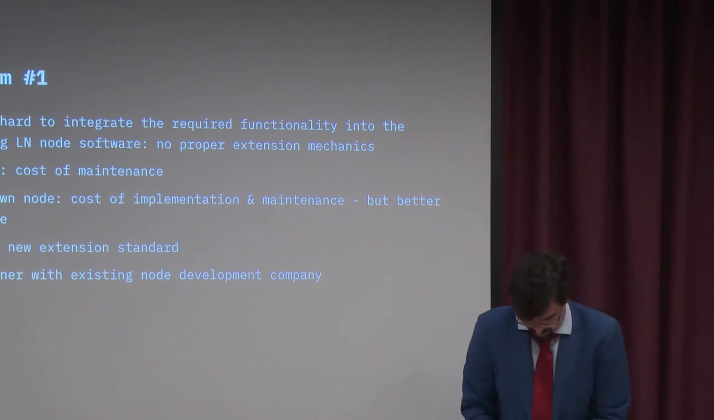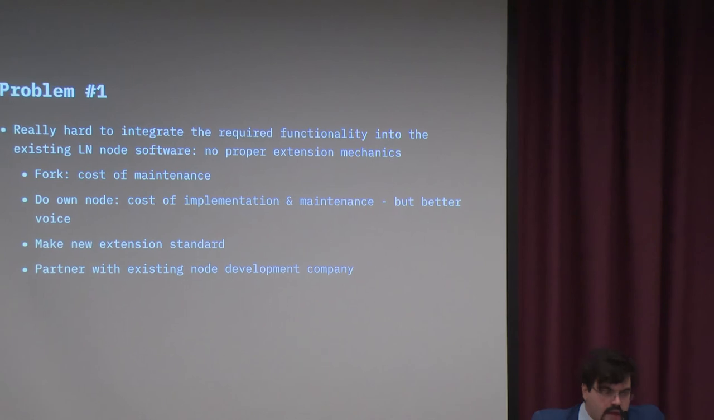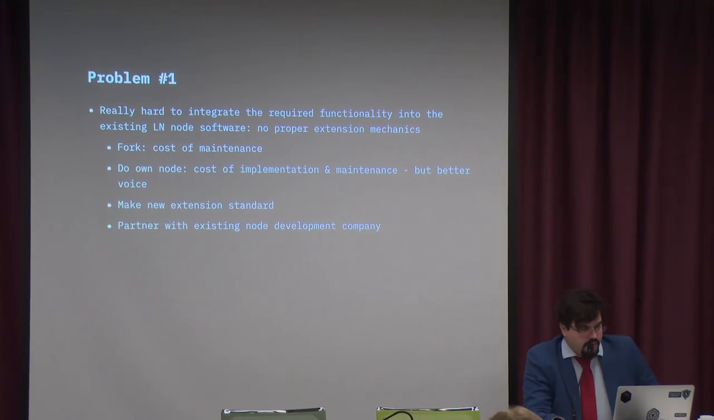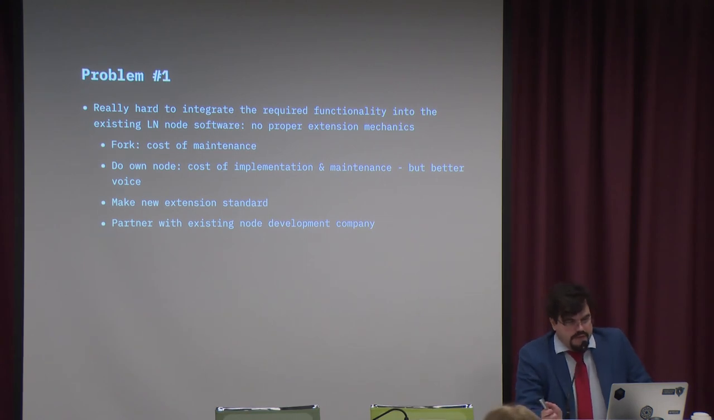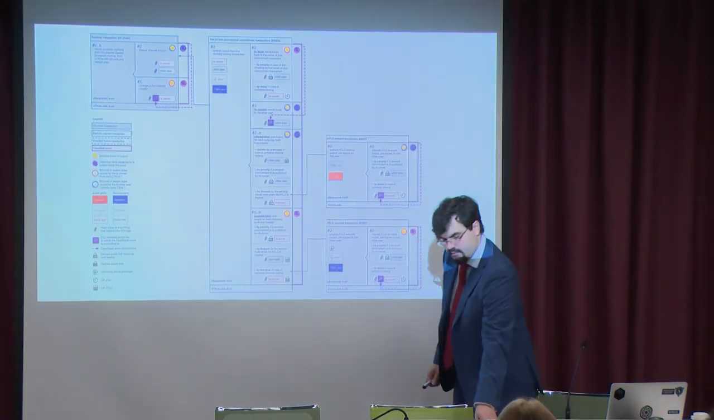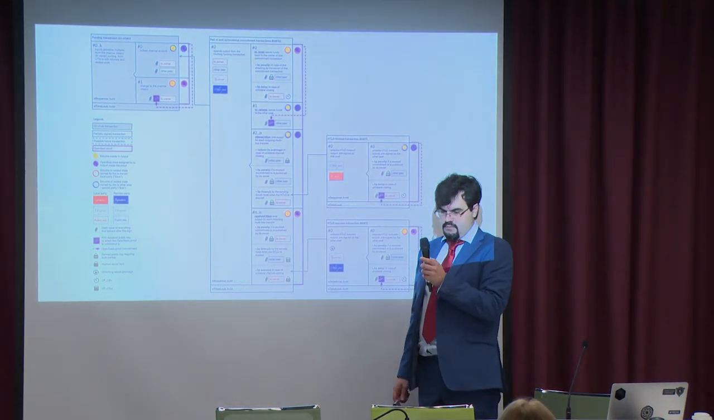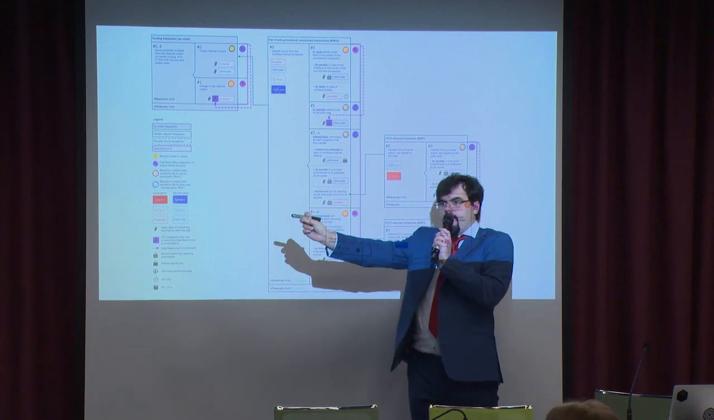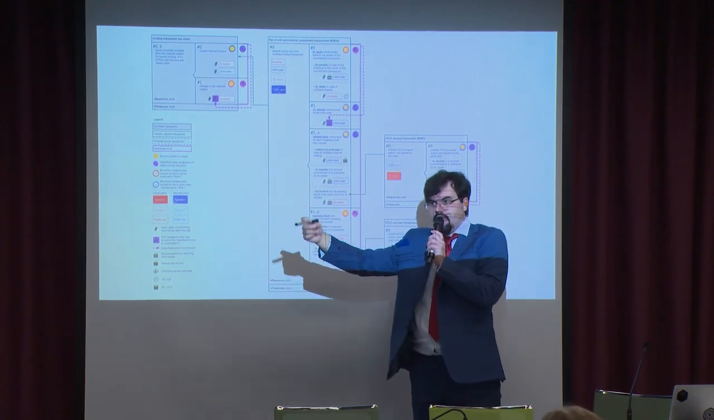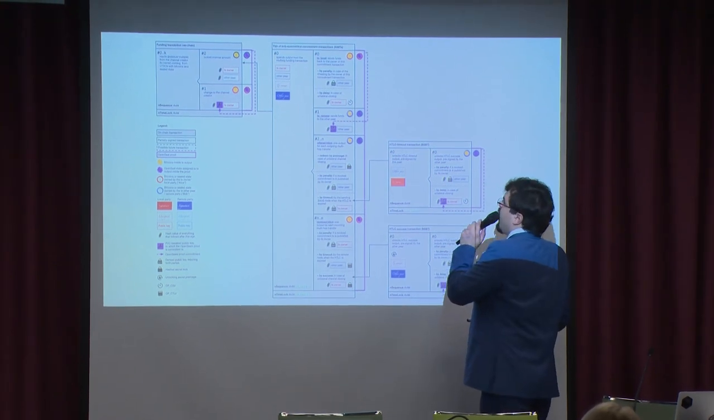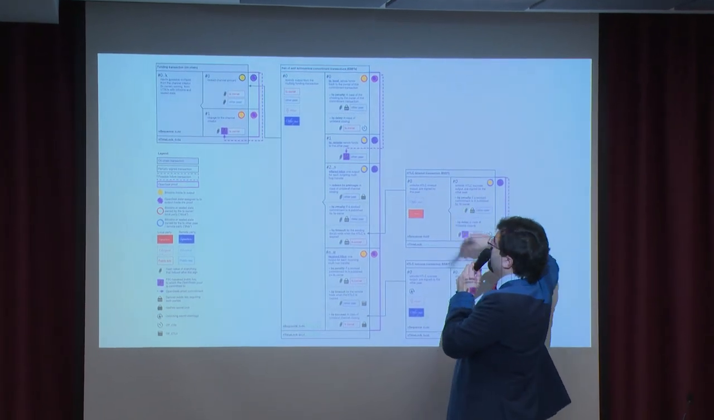However, there is still a set of potential problems, for which we have solutions. The first: it is really hard to integrate the required functionality into existing Lightning Node software. There is no proper extension mechanics, because at the transaction level we have to tweak public keys which are generated by a local party. So the Lightning Node should send the public key each time to some extension. The extension will tweak it with the new state change, return it to the Lightning Node, and it must include it into the transaction. The second, we have to redo the new version of the state for all of the transactions.